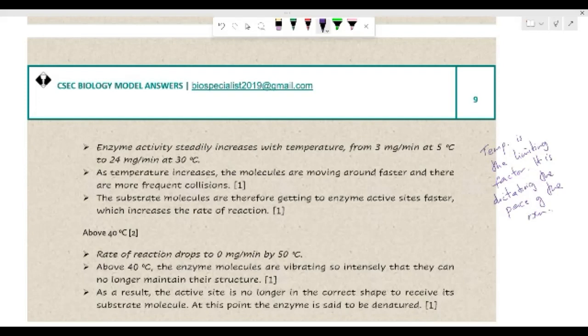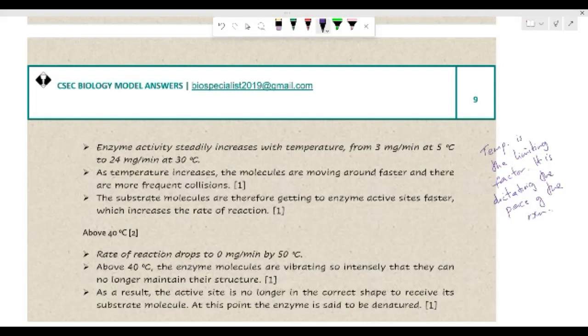Well, at a molecular level, what's happening is that as the temperature is increasing, the molecules are moving around faster, right? And therefore, there are more collisions between the enzyme molecules and the substrate molecules, right? And because of that, the chance of a substrate molecule colliding with an enzyme molecule and getting into the active site, if you remember how an enzyme works, right? So the substrate will get into the active site more often.